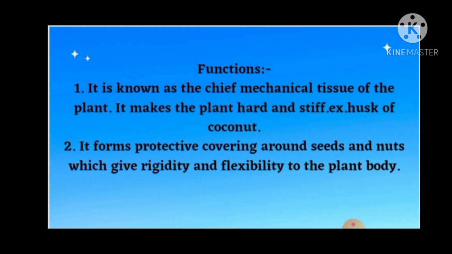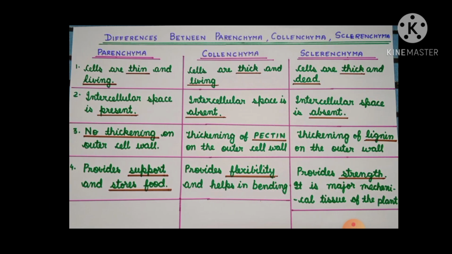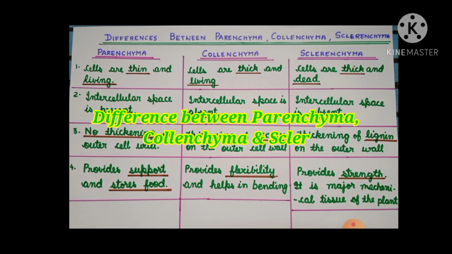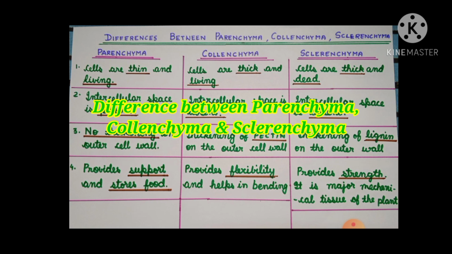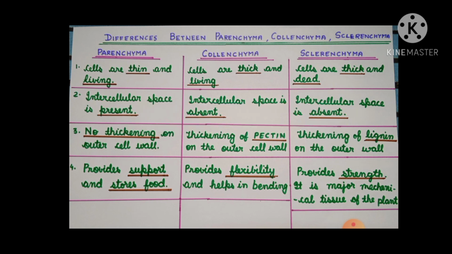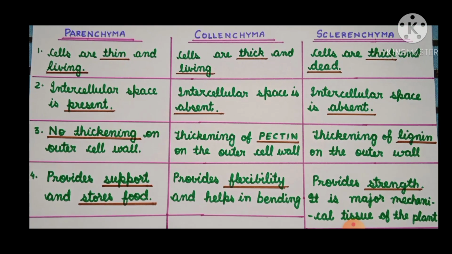Now students, after studying the structure, characteristics, shape and functions of all the three types of simple permanent tissue present in plants, let us study the differences between them. Let us summarize so that if any objective question comes in the exam, we are able to answer it. Okay, so let us study the differences between parenchyma, collenchyma and Sclerenchyma. Starting from the first point. The cells of parenchyma are thin and living. The cells of collenchyma are thick and living. And the cells of Sclerenchyma are thick and dead.